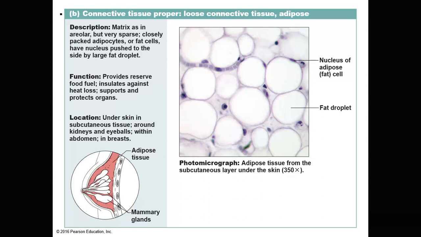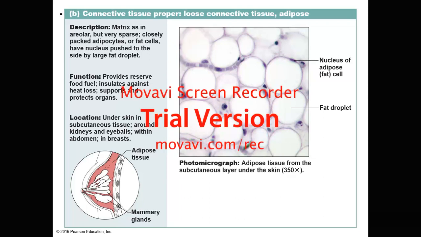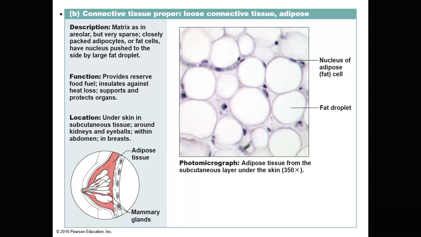The function is to provide a reservoir for food. Fat is a good energy source. Insulates against heat loss, and it supports and protects organs. All right, so you find fat under the skin in the subcutaneous tissue. All right, around kidneys and eyeballs, within the abdomen. All right, and breast.